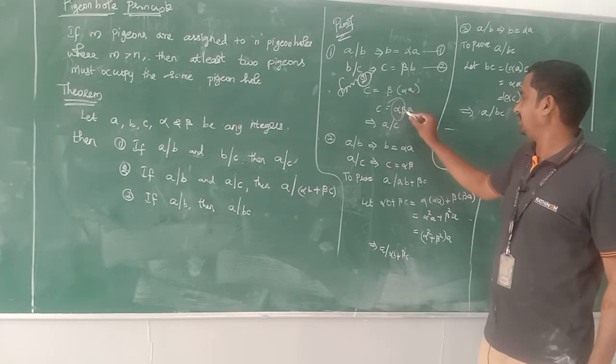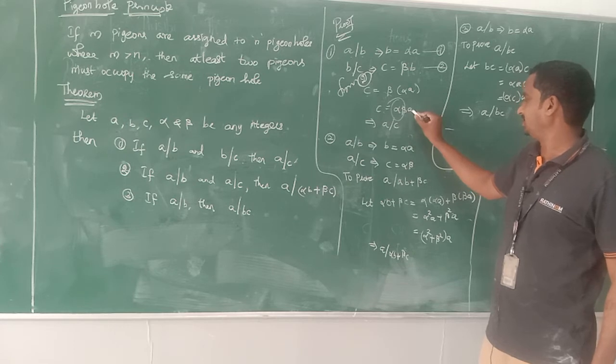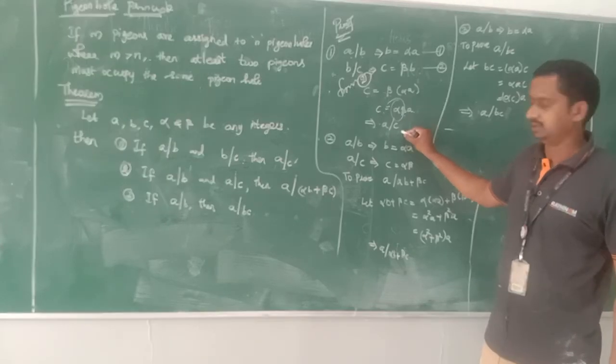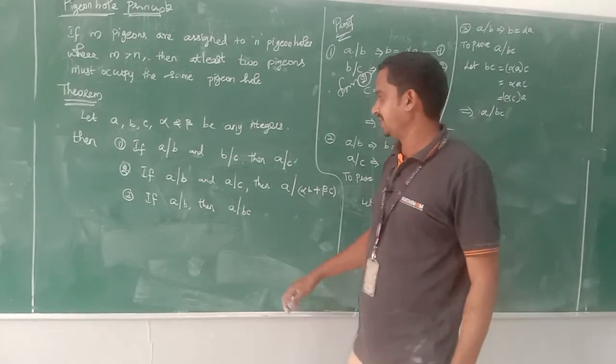Now we know that c equal to alpha beta into a, where alpha and beta are any integers. So this can be written as a given c. Okay. Now come to the second proof.